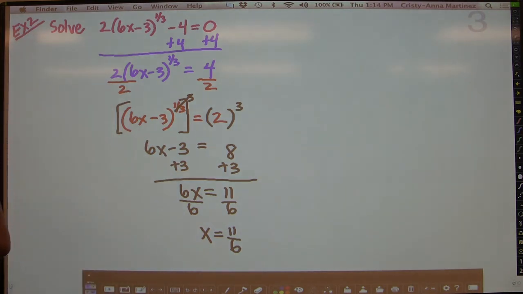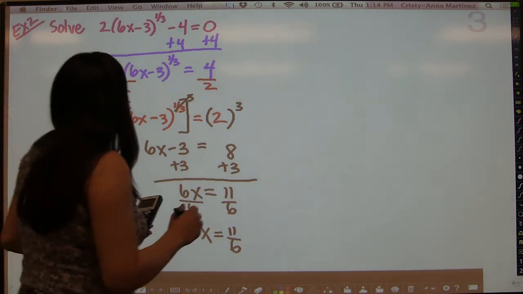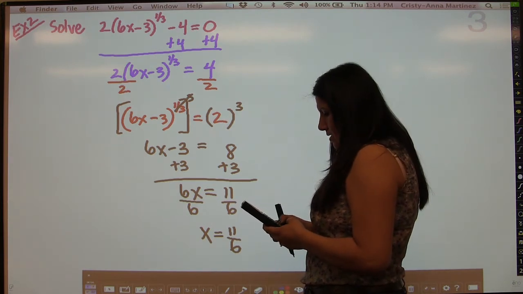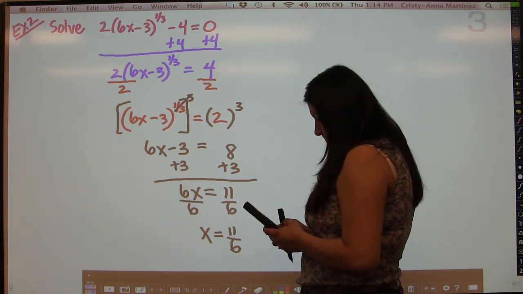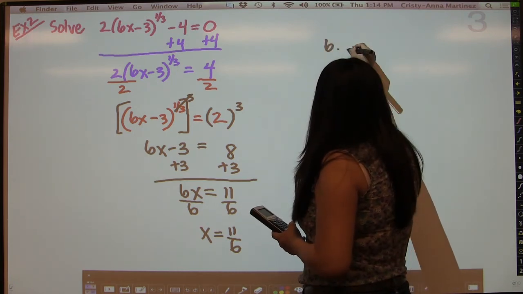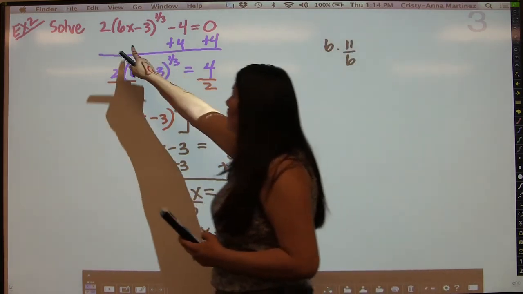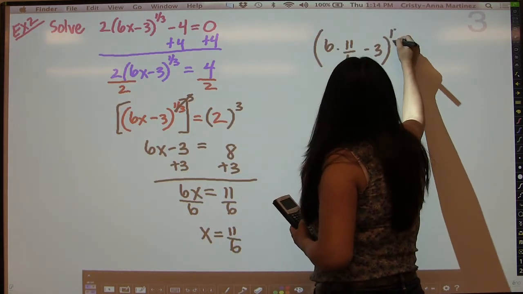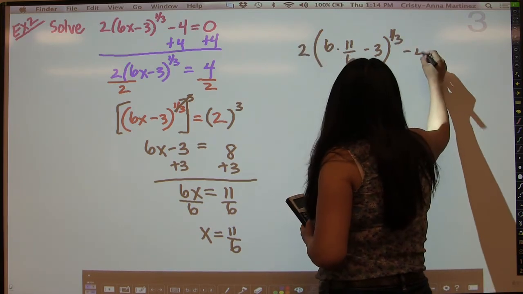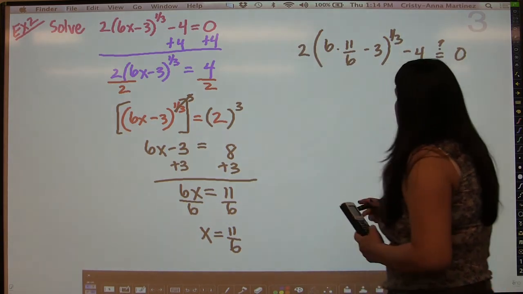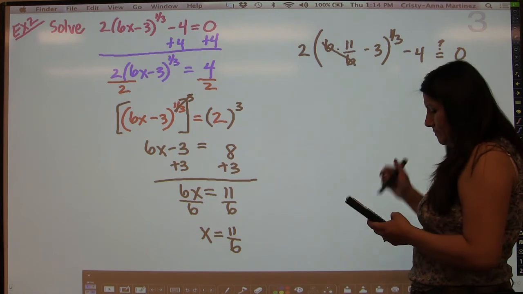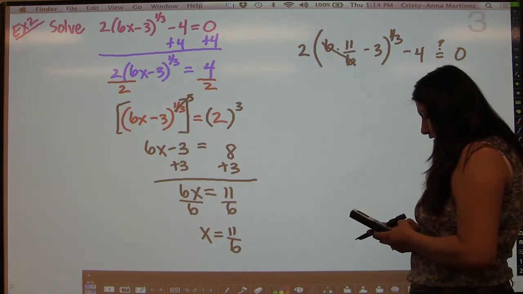But again, we want to make sure that we check our solution. So I am going to check over here. 6 times 11 over 6 is 11. So basically you have 6 times 11 over 6, because here we have 6x - 3. Just trying to plug this all in here. The question is whether or not this equals 0. So the nice thing about having 11 over 6 is that these 6s are going to cancel. So you get 11 - 3, and 11 - 3 is going to be 8.